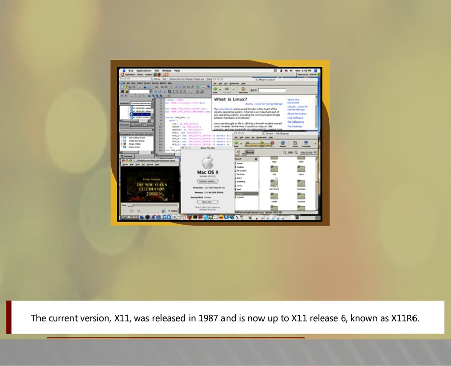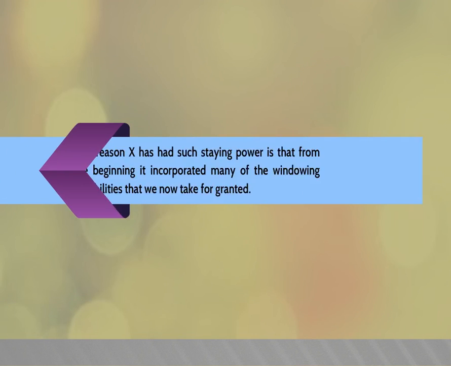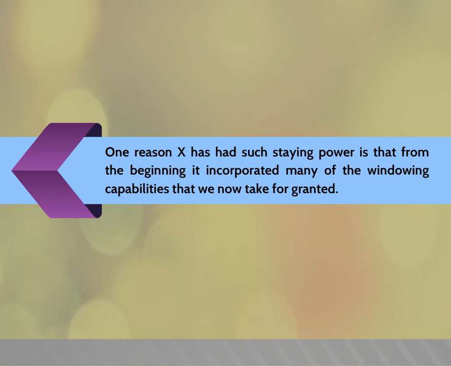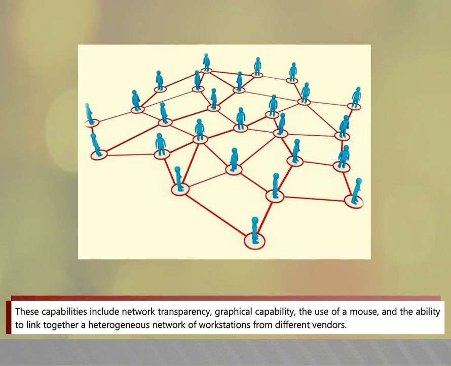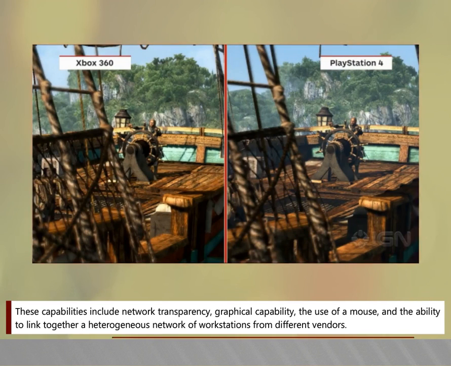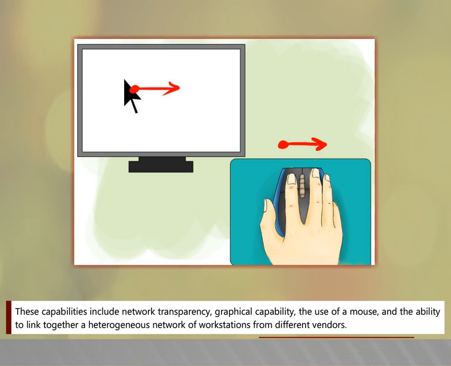The current version X11 was released in 1987 and is now up to X11 Release 6, known as X11 R6. One reason X has had such staying power is that from the beginning it incorporated many of the windowing capabilities that we now take for granted. These capabilities include network transparency, graphical capability, the use of a mouse, and the ability to link together a heterogeneous network of workstations from different vendors.